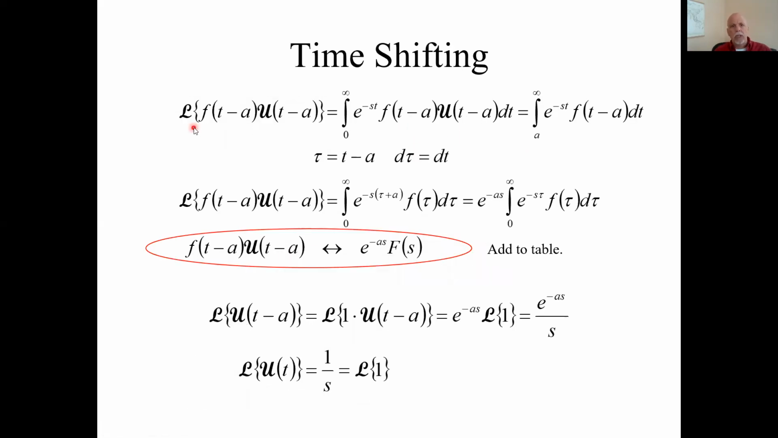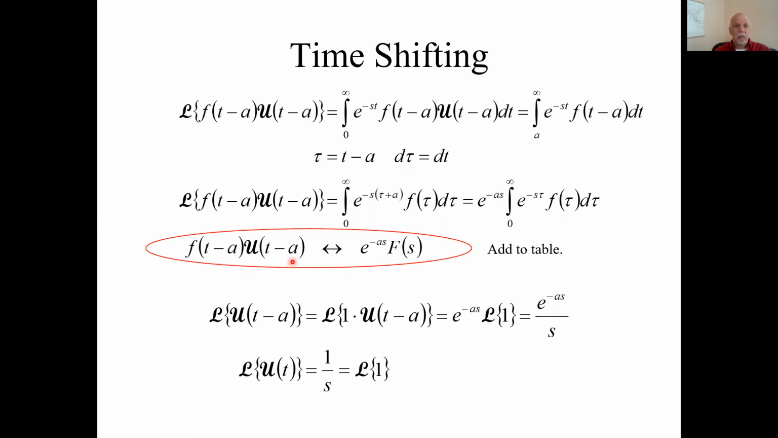So what is the Laplace transform of a shifted function, where we make sure it's 0 to the left of that little a? I'll put it in the definition of the Laplace transform. We'll do a change of variables. Then we can pull out an e to the minus as, and what's left inside the integral is the original Laplace transform.